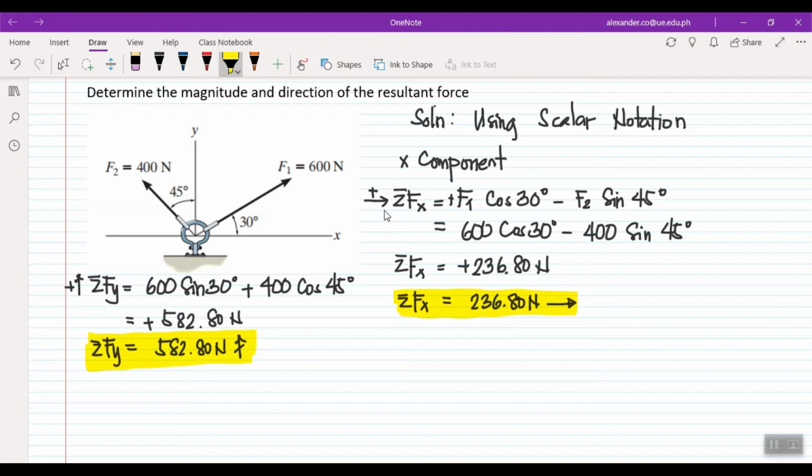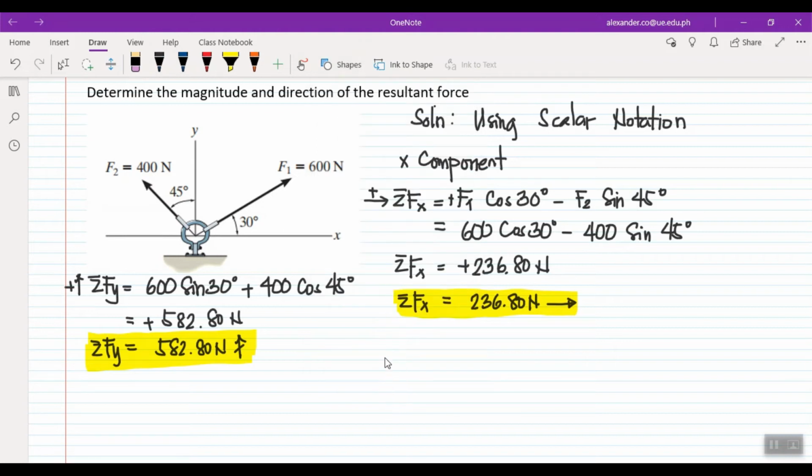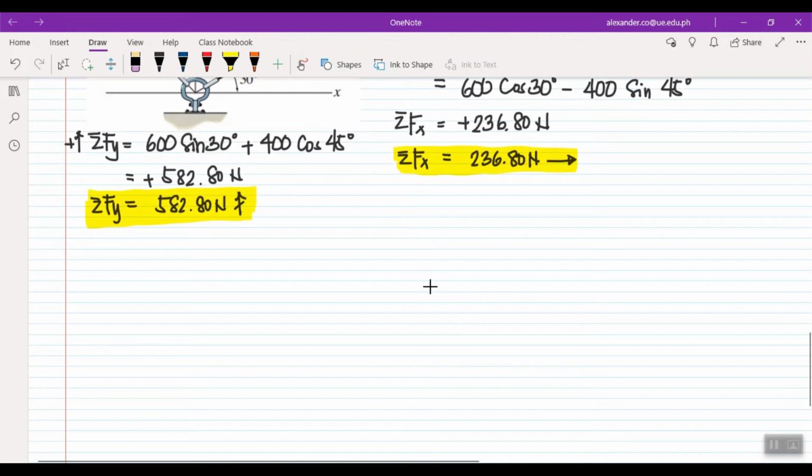Okay. Pero, ang tinatanong is yung resultant magnitude. So, parang Pythagorean theorem lang 'yan. So, ang final answer natin sa magnitude will be what? I-drawing na natin muna 'to, no? So, anong quadrant siya? Positive x, positive y. So, nasa first quadrant siya.